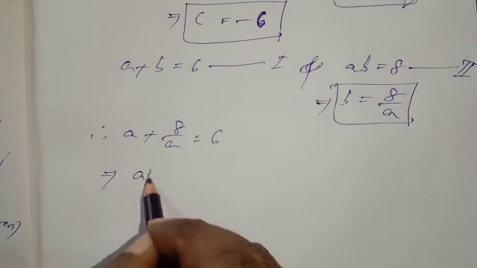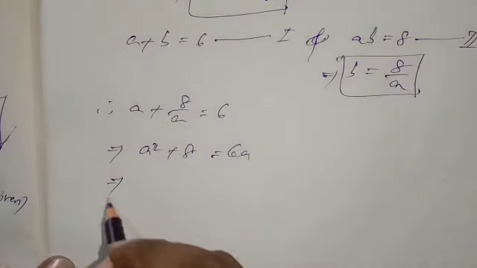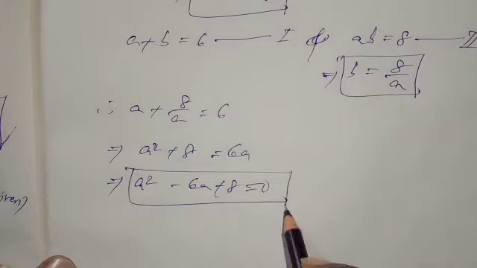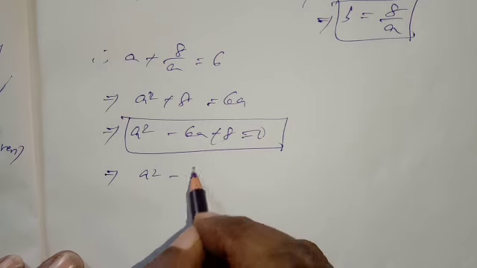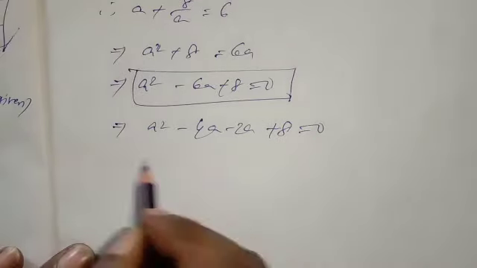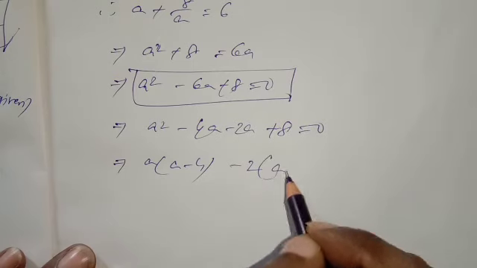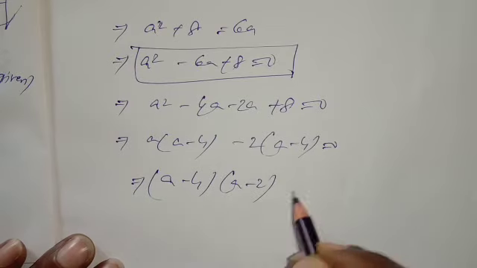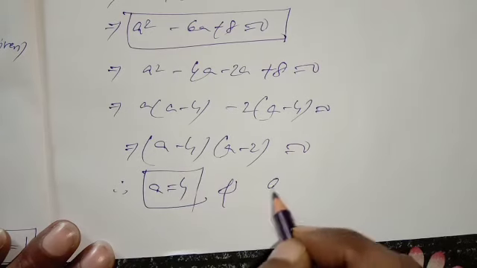Then this will be a square plus 8 equal to 6a. Taking 6a that side, this will be a square minus 6a plus 8 equal to 0. This is the quadratic equation. You have to solve for a by using the factorization method. a square minus 4a minus 2a plus 8 equal to 0. By breaking the middle term, a common, a minus 4, last 2 common, minus 2 common, a minus 4 equal to 0. After that, a minus 4 whole into a minus 2 equal to 0. Therefore, a is equal to 4 and second one a is equal to 2.